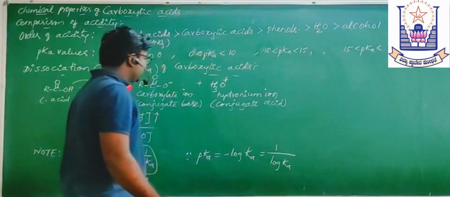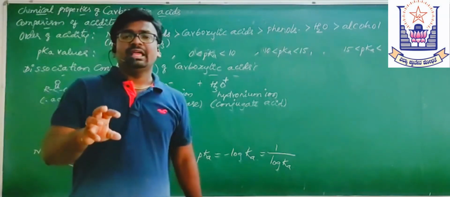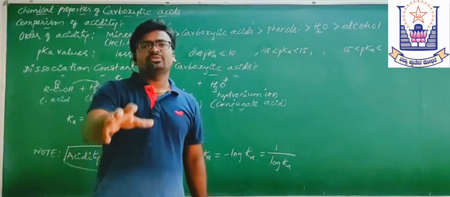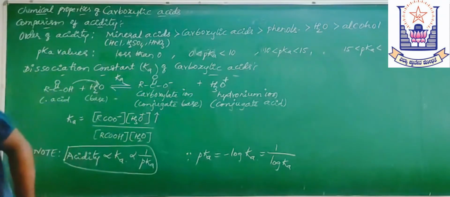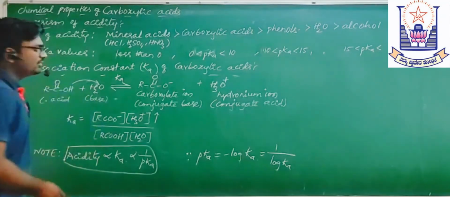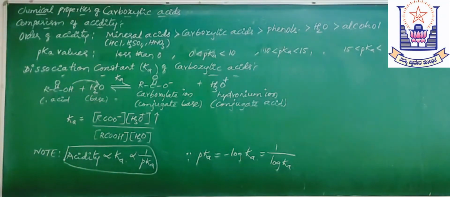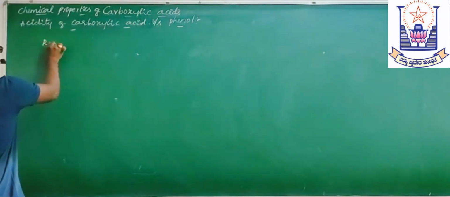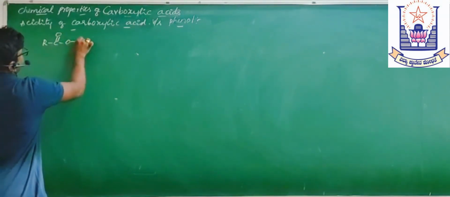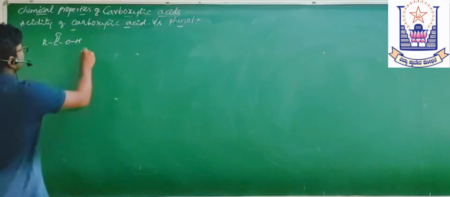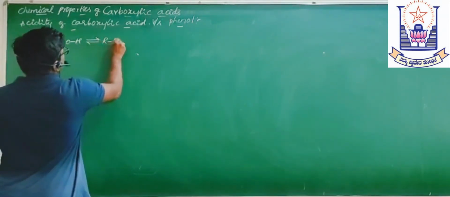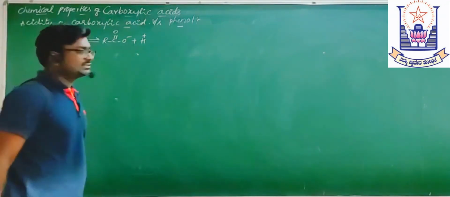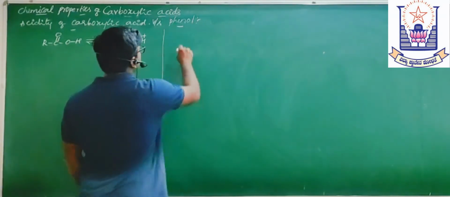Now we shall discuss the acidity of the carboxylic acid versus the phenol. Let us consider the carboxylic acid, and it can undergo dissociation to give a carboxylate ion plus an H plus ion. Similarly, consider the dissociation of phenol.